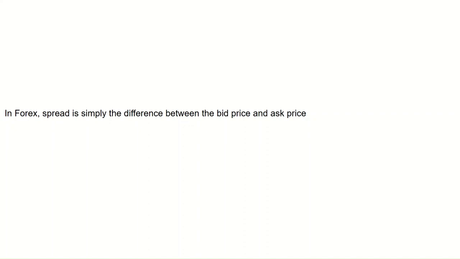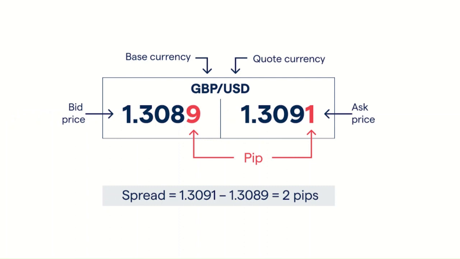When you place a buy order, it is going to be activated for you using the ask price. And when you place a sell order, because you are the seller now, it's going to be activated for you using the bid price. So I hope you get the concept. So spread is simply the difference between the bid price and the ask price. As I've said earlier, ask price is usually higher than the bid price.